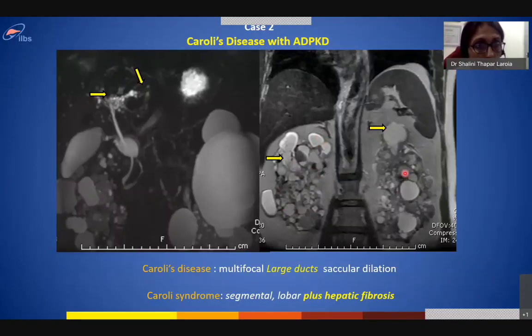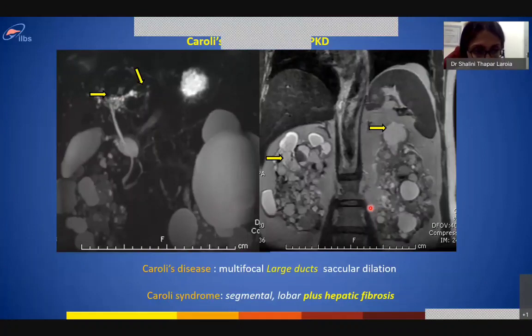Now, this is a glaring finding, but what are we trying to show you on the MRCP image here? On the MRCP, the extrahepatic common duct is normal. The pancreatic duct looks normal too, but we see these multiple tiny cystic lesions inside the liver. And we also have these large ducts which also appear to be saccularly dilated. So this is Caroli's disease or a type 5 choledochal cyst, and you have the autosomal dominant polycystic kidney disease.